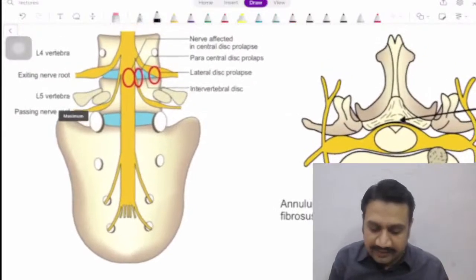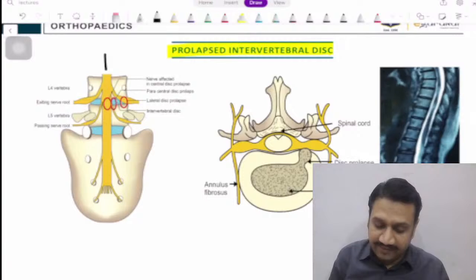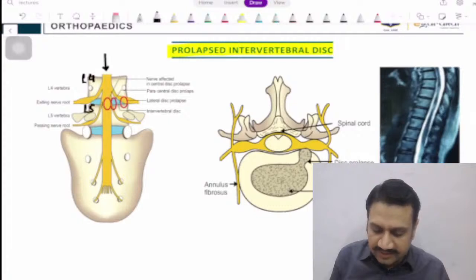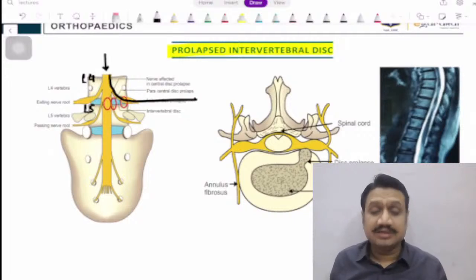Now, when you look at the L4, L5 area, it has to be cauda equina only, right? Then you have a nerve which is going out to supply the desired area. This is called the exiting nerve. And the one which goes all along the central structure is called the traveling root or the passing root, right?